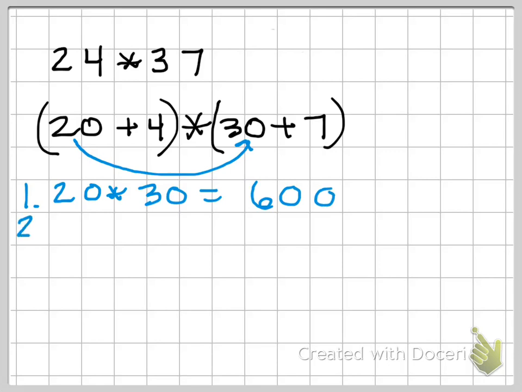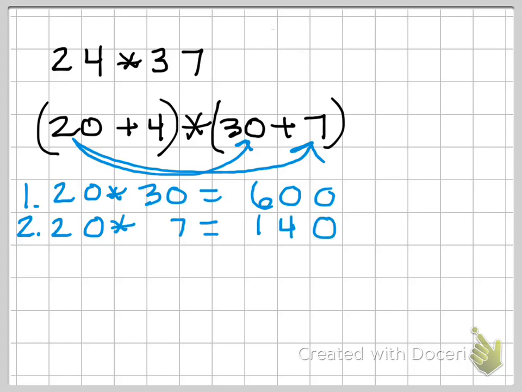Now the 20's not too tired to keep wrestling. The 20 is going to wrestle the other member of that 37 team. That's 7. 20 times 7. Well, I know that 2 times 7 equals 14, so 20 times 7 must equal 140. The 20 is starting to get tired, so he is going to tag in his partner, the 4.